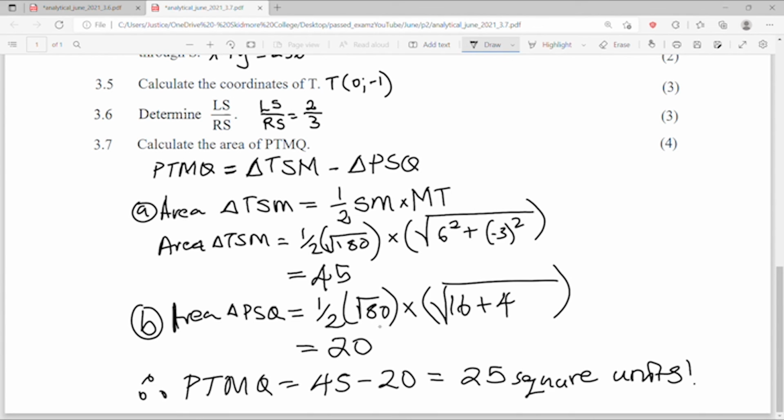Make sure to figure out other shapes inside the shape that they're asking you to calculate. If you don't know what it is, look at other shapes around it which you know and use those.